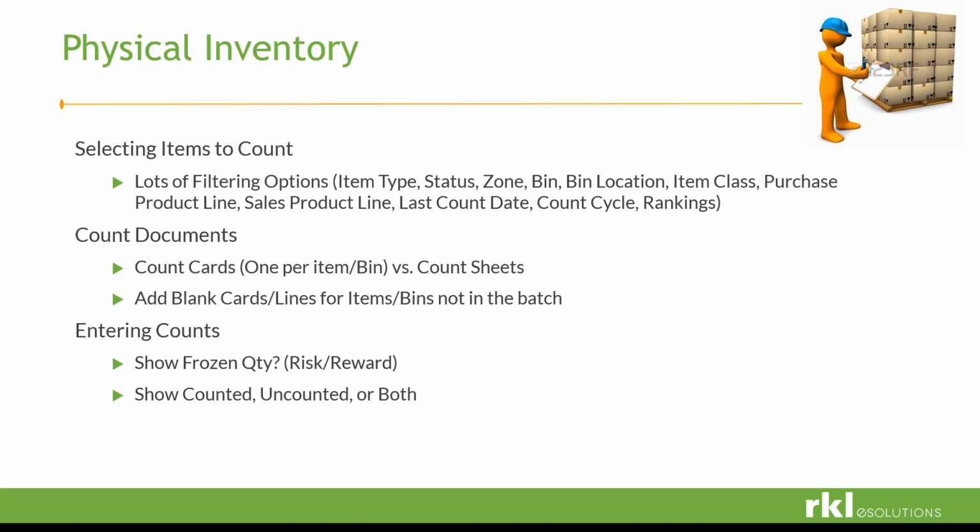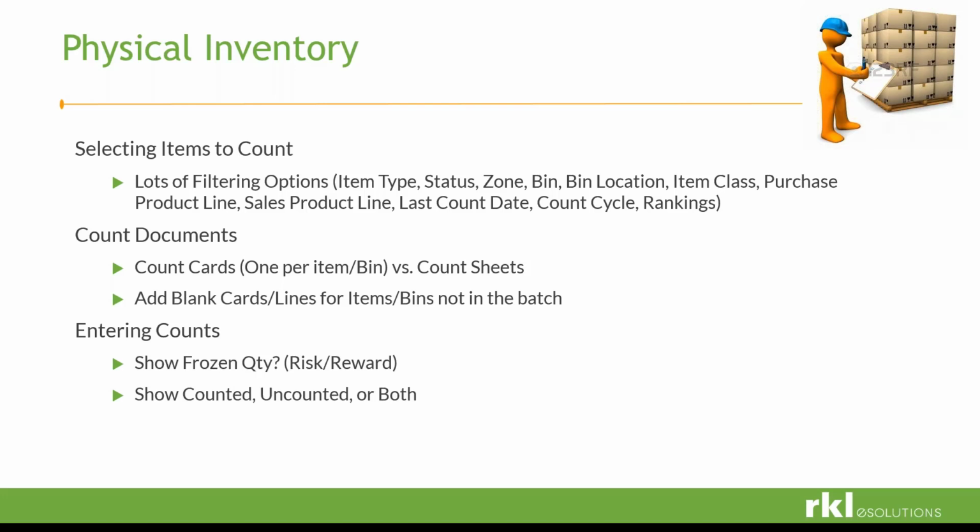So you can filter based on the item type, the item status. So maybe you want to keep the items that are flagged as either inactive or deleted, separate from those that are actively being transacted in the system. If you're using warehouse zones or bins, then you've got the opportunity to filter by those fields as well. Or you may want to filter by item class, purchase product line, sales product line. You've got a ton of options available to you. So whatever works for your company to divide those up. Or if you have a small number of items, feel free to just pull everything into one batch.